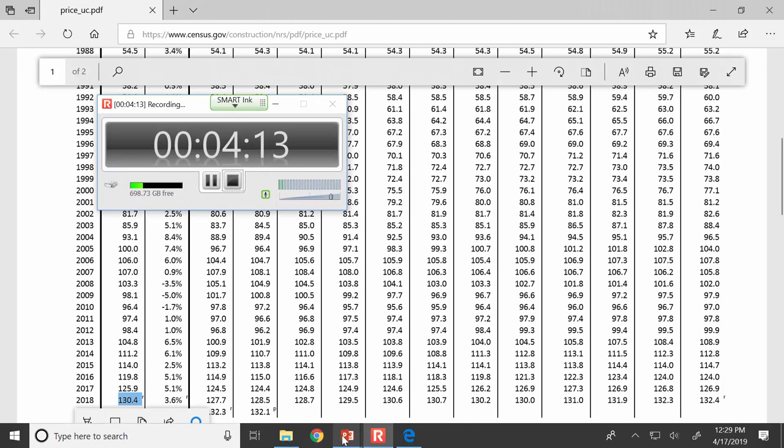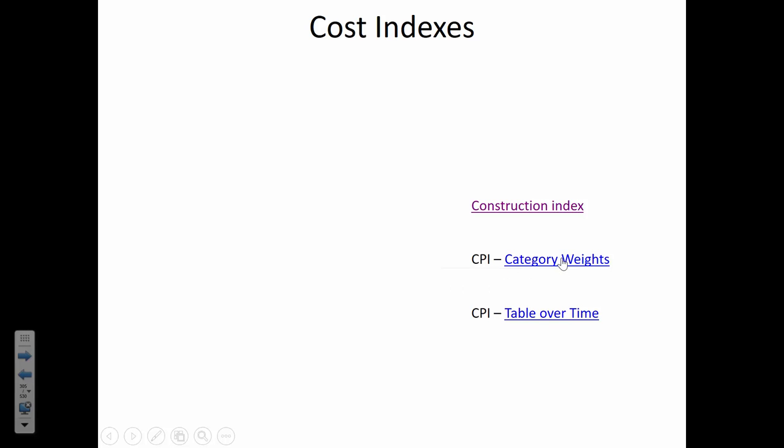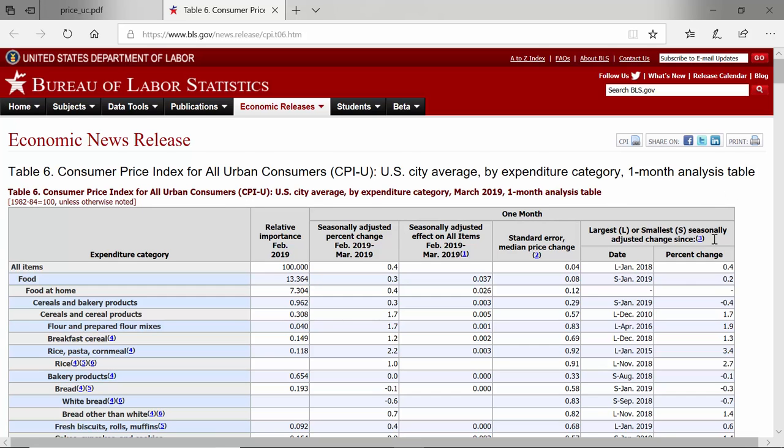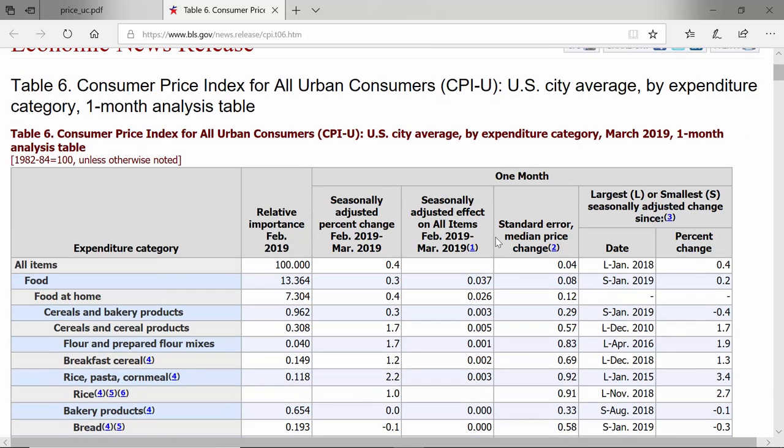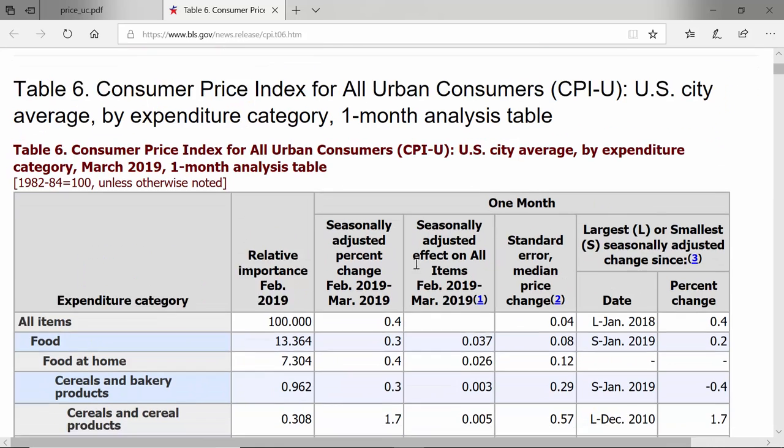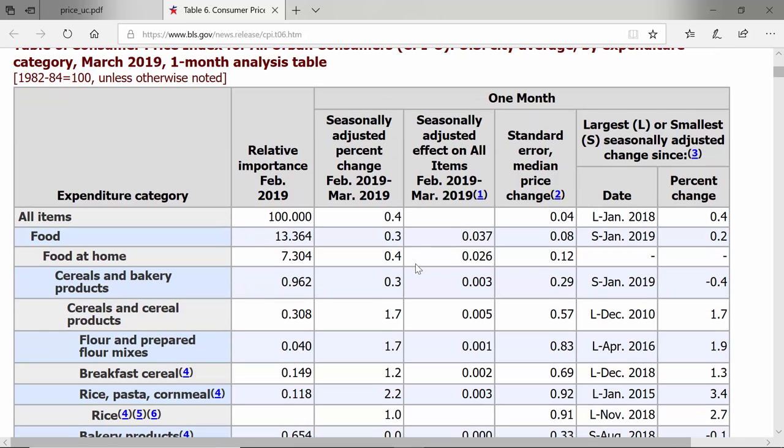Okay, so that's one cost index. Let's look at another. That was specifically for construction. The government actually puts together pricing data for all sorts of things, all sorts of categories, not just construction. They look at the average American and the sorts of things that you spend your money on. And they weight the pricing of each category according to its relative importance. And then they look at how the pricing changes from month to month.